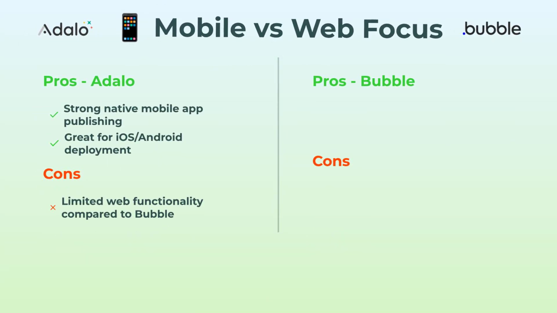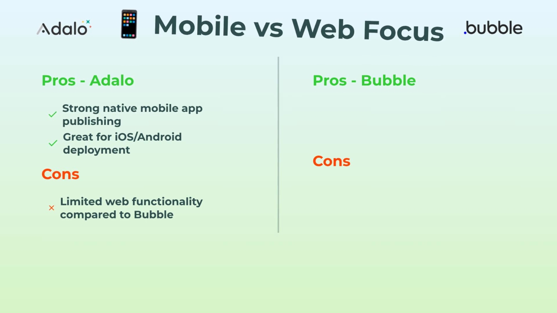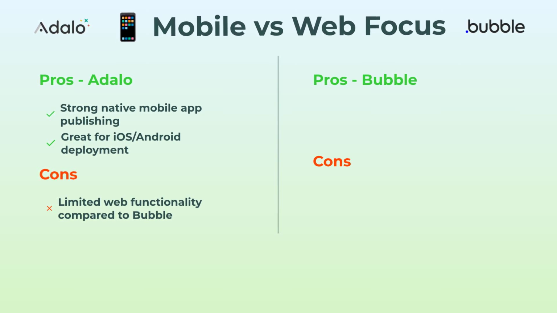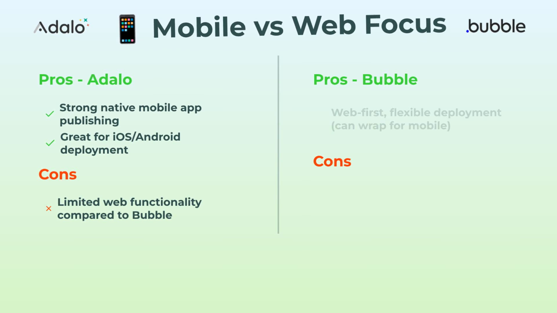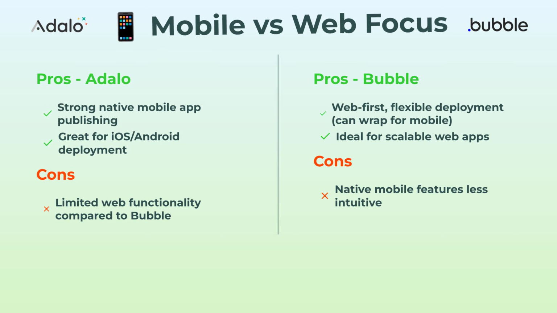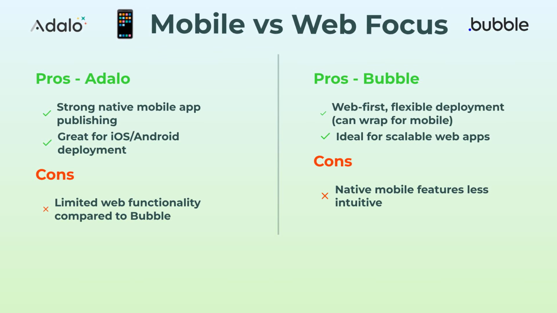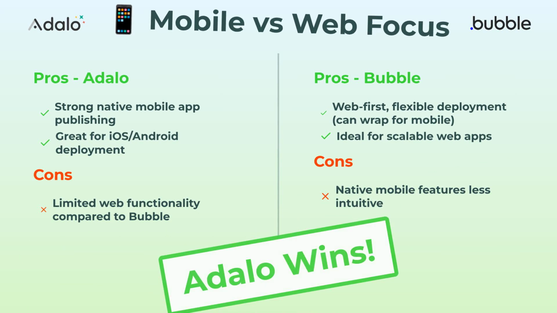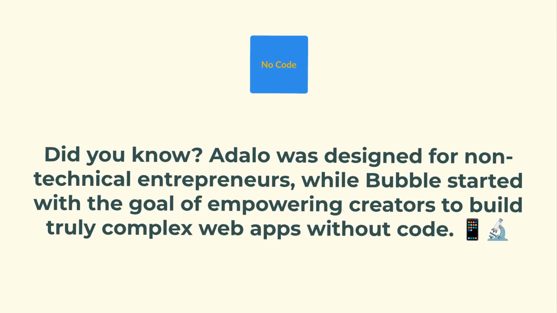And here's something cool: Adalo totally shines if you want to build native mobile apps for iOS and Android. Publishing is super smooth, seriously, it's built for this. But when it comes to web functionality, Adalo can feel kinda underwhelming compared to Bubble. Flip to Bubble, and you're looking at a platform designed for awesome web apps. You can technically make mobile apps if you wrap them, but it doesn't have that native mobile vibe. It's excellent for scalable web projects though, so if your dream is a mobile app, Adalo is your obvious winner here.